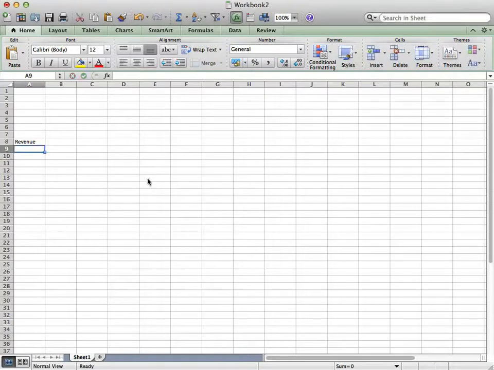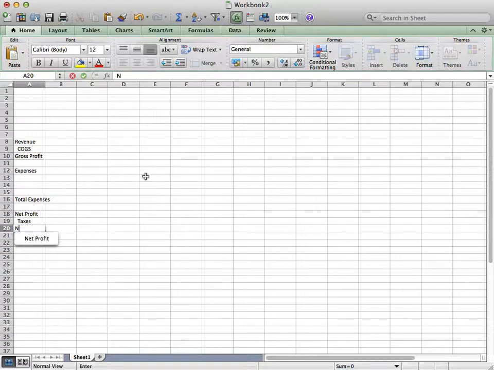So revenue, cost of goods sold, gross profit, expenses, total expenses, net profit, taxes. Though the case doesn't really mention them, I always like to put them in. And net profit after taxes.